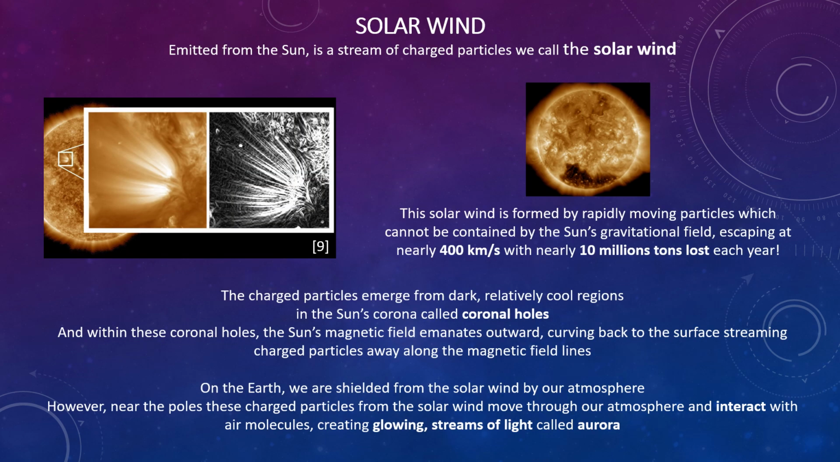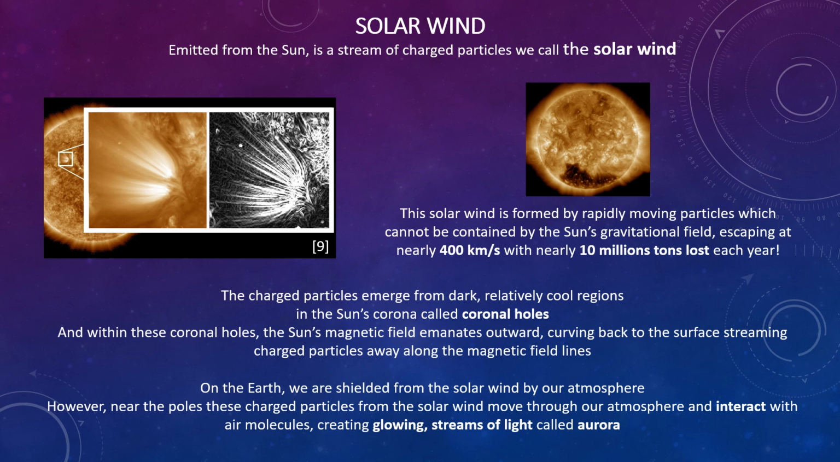So, in addition to light, the sun is constantly emitting a stream of charged particles, which we call the solar wind. The solar wind is formed by rapidly moving particles which cannot be contained by the sun's gravitational field, and they escape at nearly 400 kilometers per second, with nearly 10 million tons of material being lost from the sun every year in the form of solar wind. That still doesn't put a dent in it.